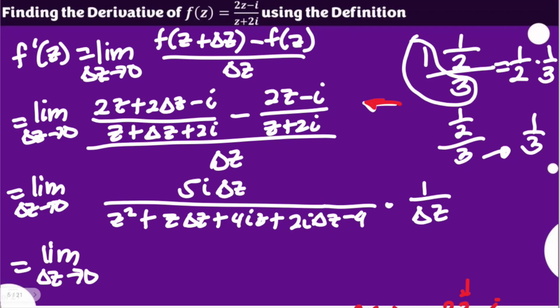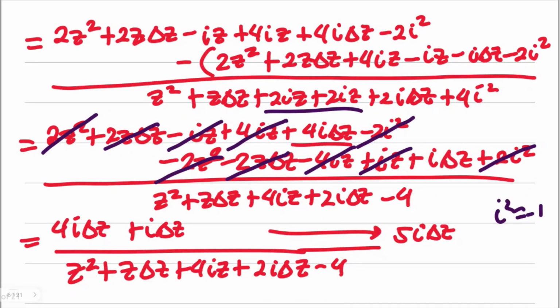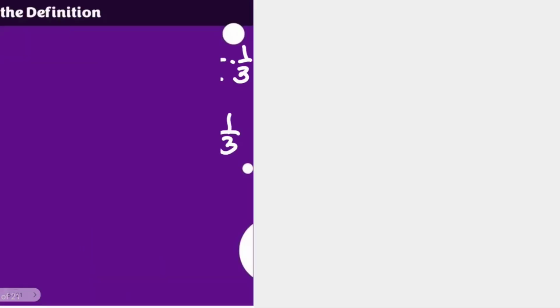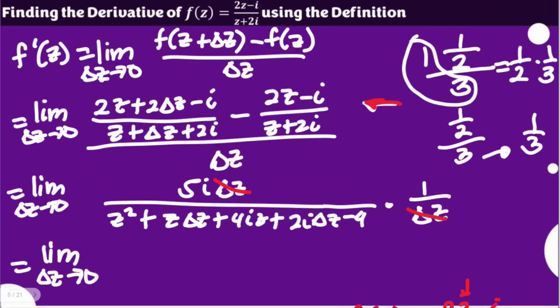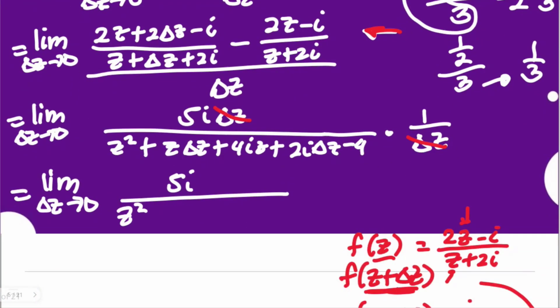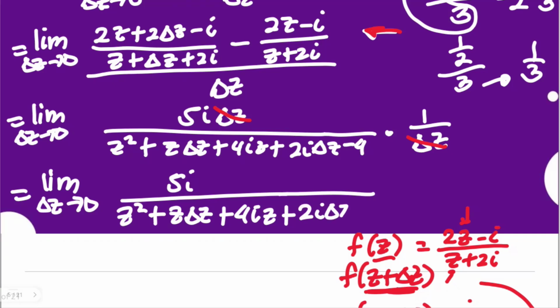So we don't need to factor that. We can just automatically cancel this, or let's use the red one. Cancel this, okay? Because I wasn't able to add it. We have 4i delta z and i delta z. Clearly, it's just 5i. Sorry for that. So what remains for our numerator is just 5i over the entire denominator here. Take note that our goal is to find the limit, and we don't want our denominator to become 0 as delta z approaches 0. That's why we're doing all of this.